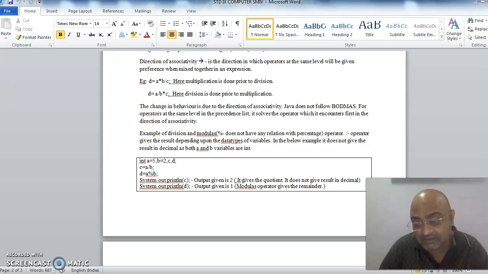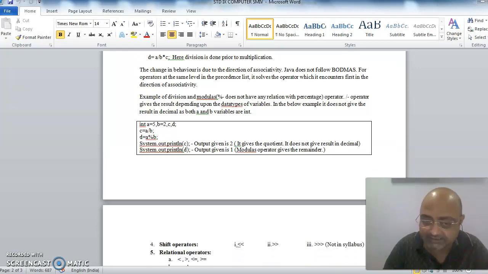If one of the variables is of double or a decimal type, float or double, then only you are going to get the result in decimal. We are going to discuss more about it in the topic type conversion, which is going to come ahead. So notice the output of c, that is 2, and in the case of d, you are getting output as 1. Now what is this 1? When you divide 5 by 2, you get the remainder 1. So the modulus operator gives the remainder. I hope you would have understood it here.